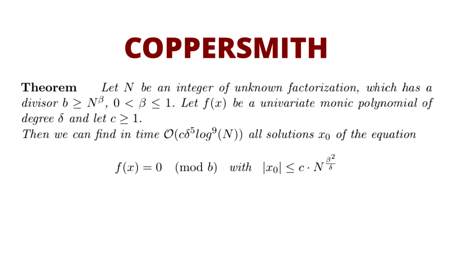This is also more than that. Coppersmith gives a more general kind of theorem where you can see he uses b as modulus in the polynomial, when b is greater than n raised to the power beta.